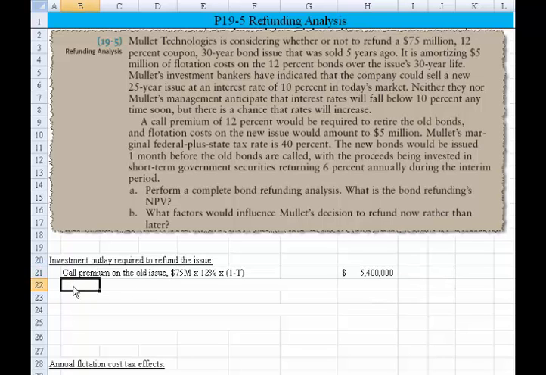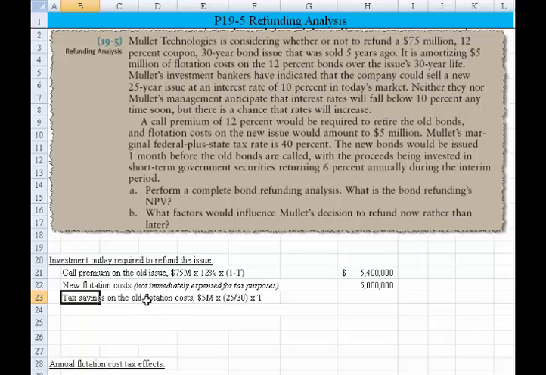Then we need to consider any new flotation costs. One thing to note: the $5 million is given in the problem, but flotation costs are not immediately expensed for tax purposes, so there's no after-tax calculation that goes into that number.